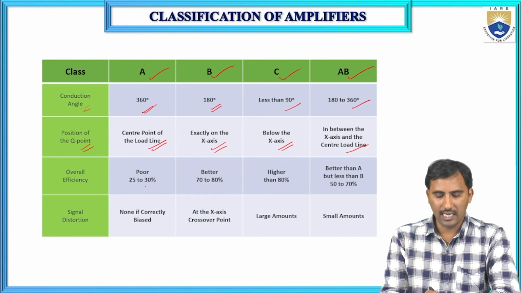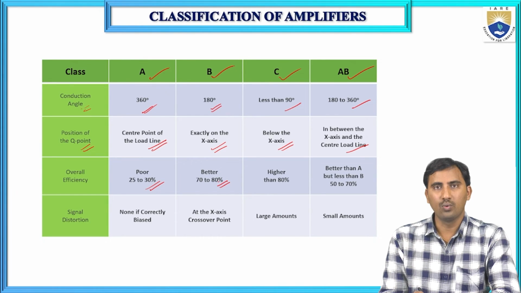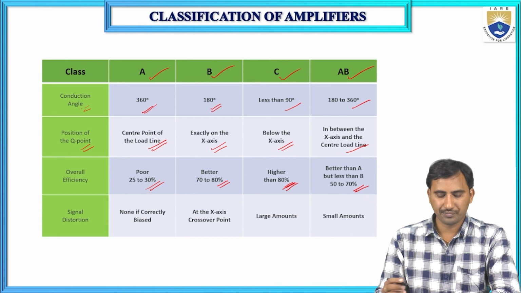Okay, and overall efficiency. Class A has a poor efficiency, that is 25 to 30%, and for class B, it will be 70% to 80%, and for class C, it will be higher efficiency because it conducts for very less time, so the efficiency will be more here, around 80%. And coming to class AB, the efficiency will be 50 to 70%.